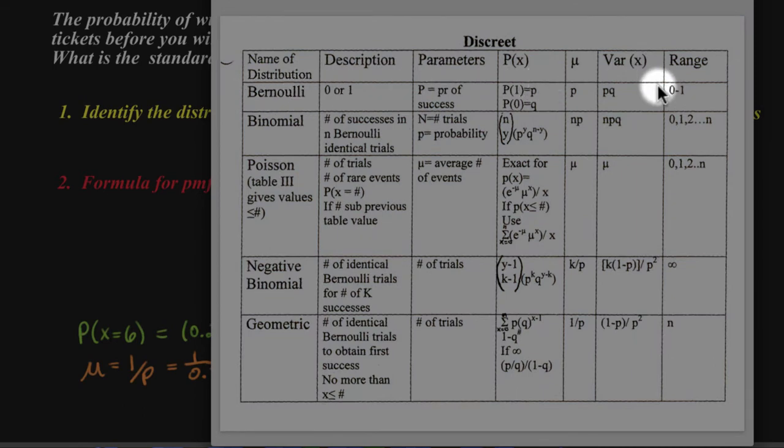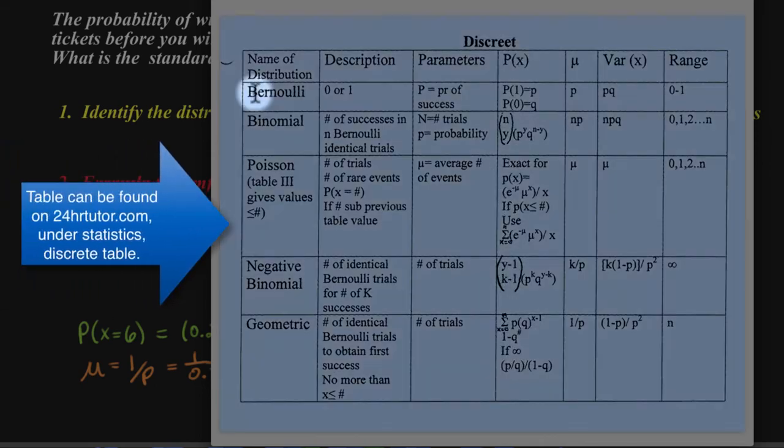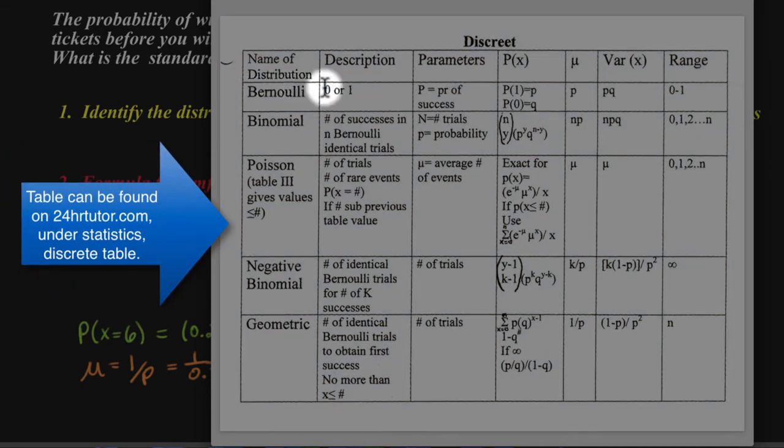The distributions and their conditions are very key to understanding this. This is a table you can find on my website, but the general gist is they're repeated Bernoulli trials. We're here at the geometric, the number of identical Bernoulli trials to obtain the first success. But you need to know the parameters for each condition. You need to know the probability mass function for each condition, the mean formulas, the variance formulas, and what their range is. All right. This table can be found on 24hourtutor.com.